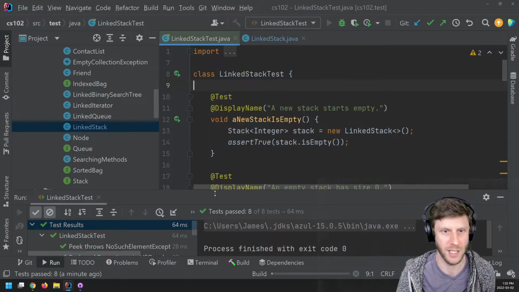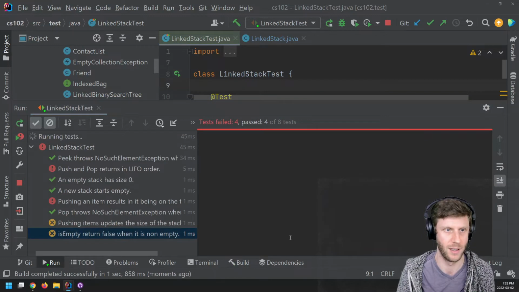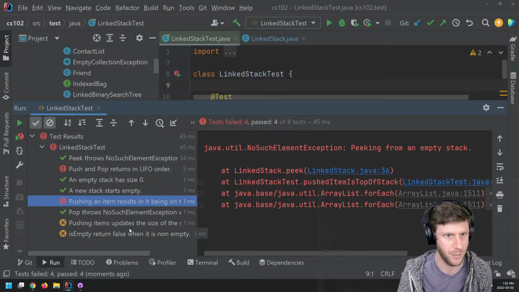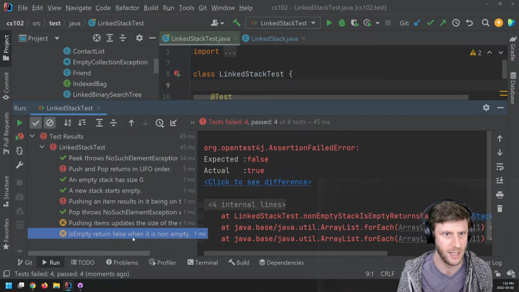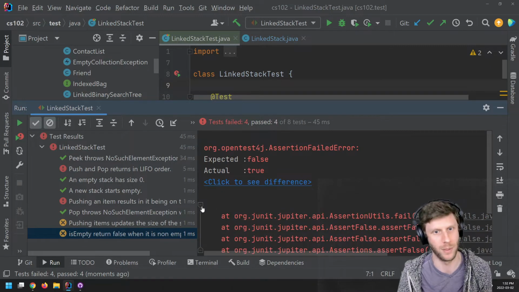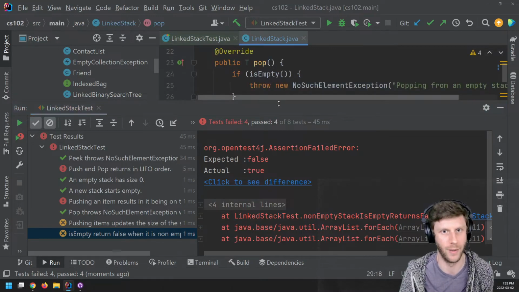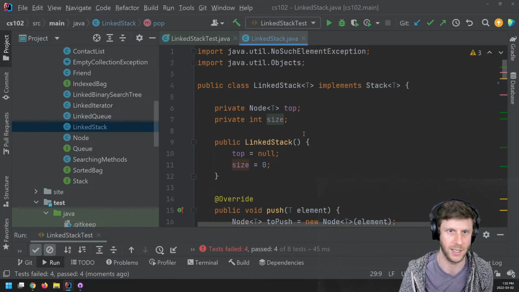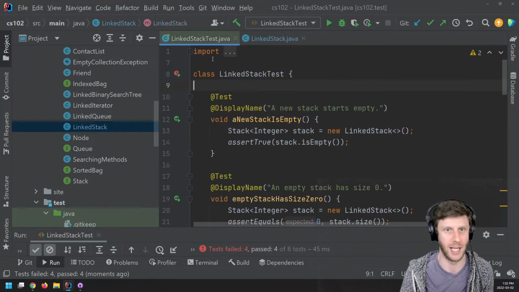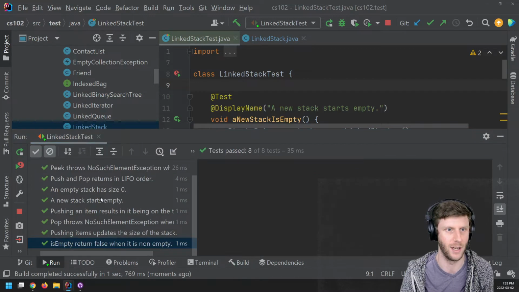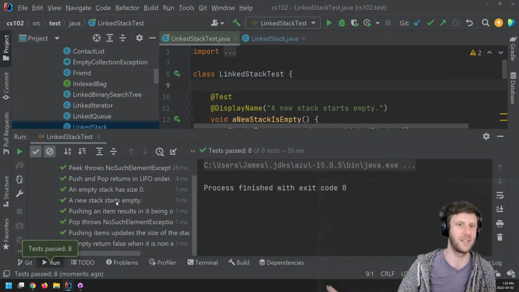But if I run my unit tests and I see, uh-oh, we're getting a no such element exception, pushing items updates size, is empty has a fault. Like, we got a problem. So suddenly, I know something went wrong in that last update. So I can go back and go, oh, that stupid coworker, look, they forgot about size. So let's go back. I fixed their changes. I rerun the unit tests and, oh, they all pass. Okay, crisis averted. Cool.